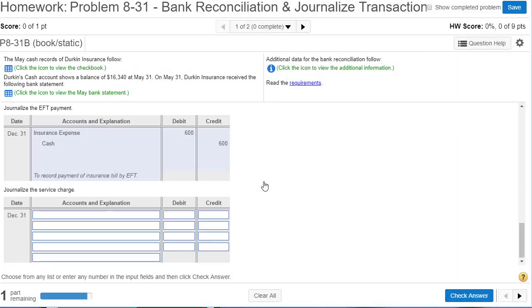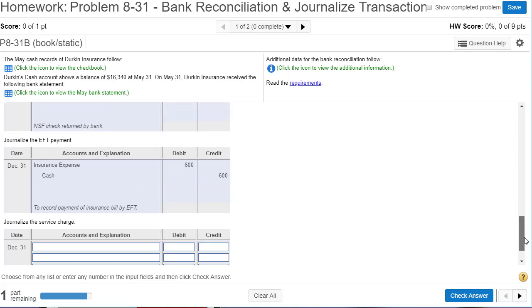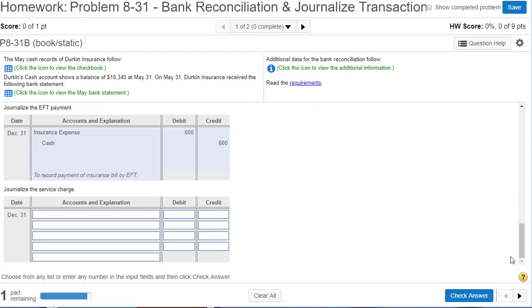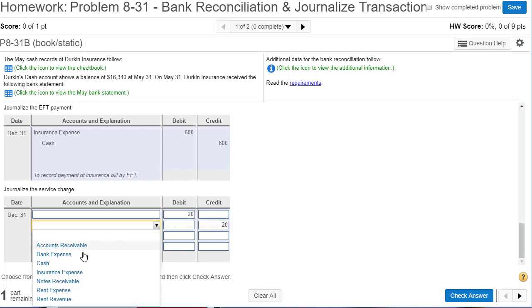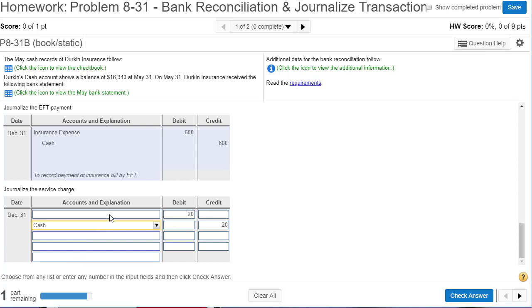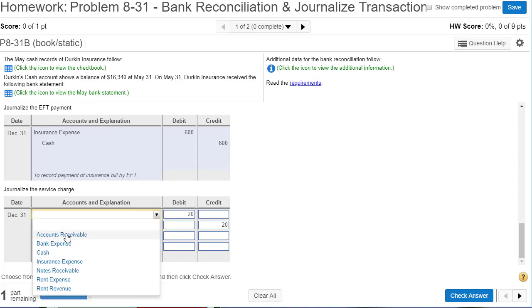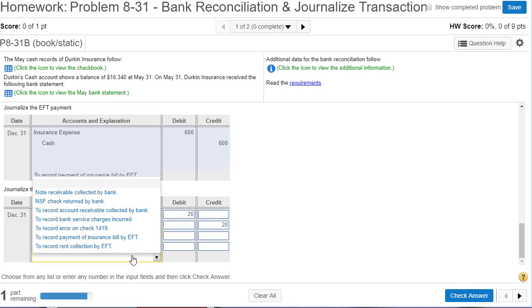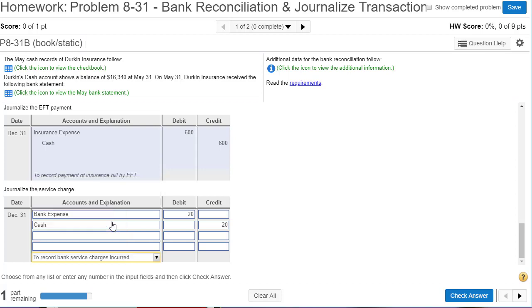since it's done automatically. Now journalize a service charge. I think it was $20. Yeah, service charge right here, $20. Because the bank is charging us that, cash is going down. So the other account is going to be some type of an expense. They chose to use bank expense. To record bank service charges incurred.